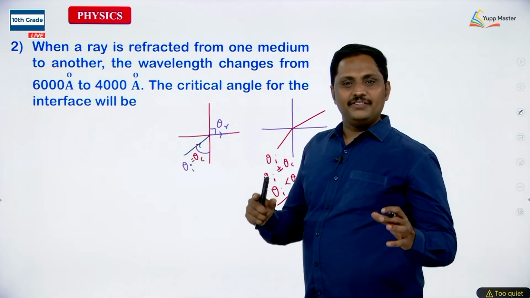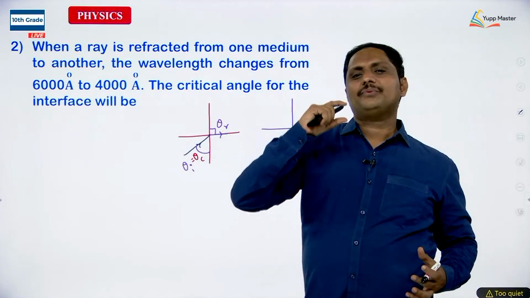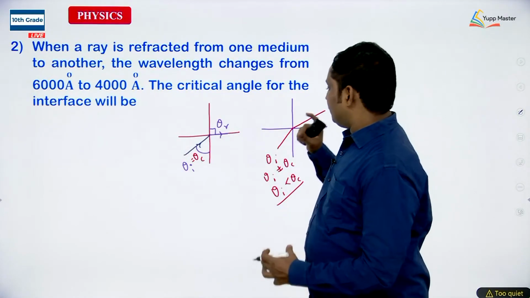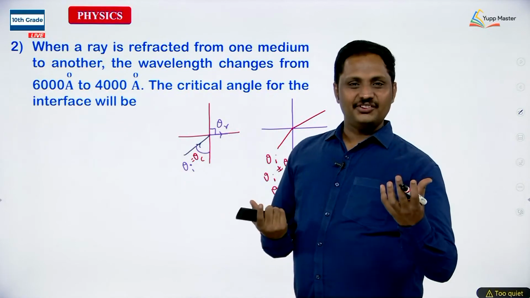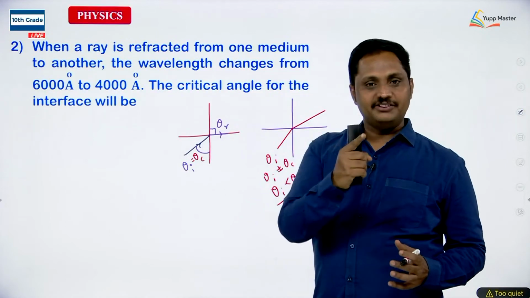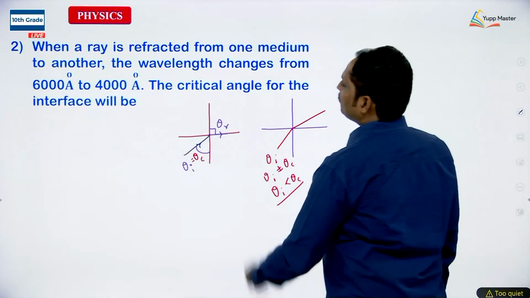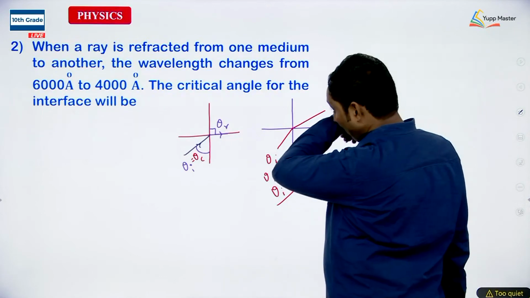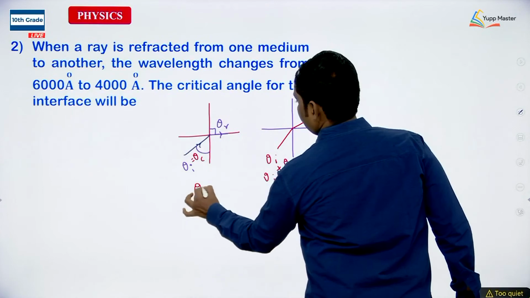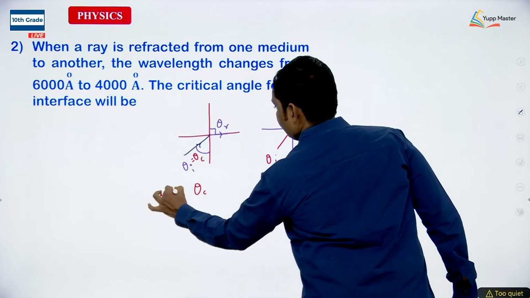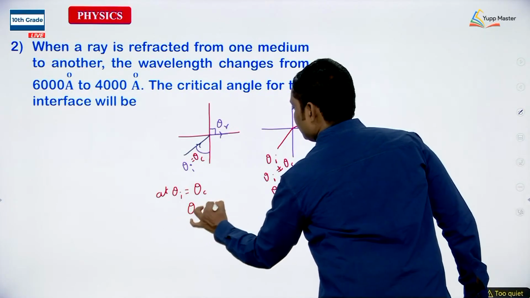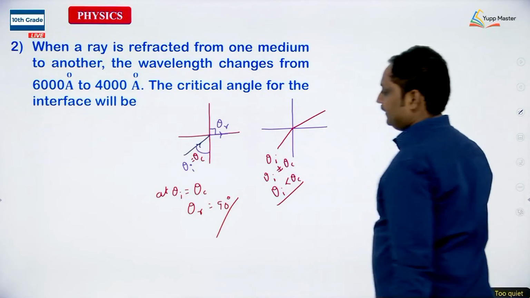It is the angle of incidence at which the angle of refraction becomes 90 degrees. Critical angle is nothing but an angle of incidence. At a particular incidence, you will get the angle of refraction as 90 degrees. Now, you are going to solve this problem. At theta I equal to theta C, theta R is equal to 90 degrees, this is very, very clear.